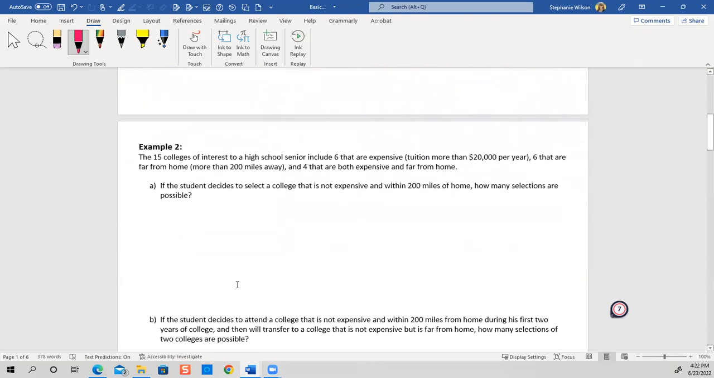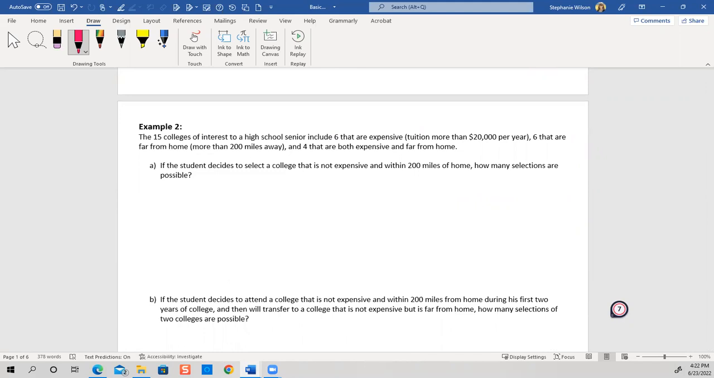So let's go to example 2. Example 2 says 15 colleges of interest to a high school senior include 6 that are expensive, with tuition around $20,000 per year, 6 that are far from home, over 200 miles away, and 4 that are both expensive and far from home. The first question says, if the student decides to select a college that is not expensive and within 200 miles of home, how many selections are possible?